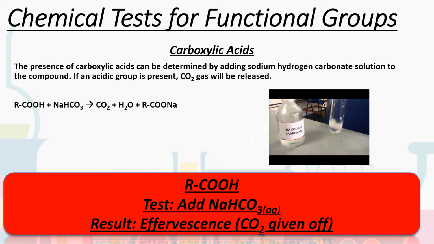So to test for carboxylic acids and generally acidity, we add sodium hydrogen carbonate and we will see effervescence, carbon dioxide given off. We can't just add, for example, sodium hydroxide because that's just going to give us an acid plus base reaction, salt plus water. We need to be able to see this effervescence. We need to be able to see the carbon dioxide, so we have to use a carbonate base.